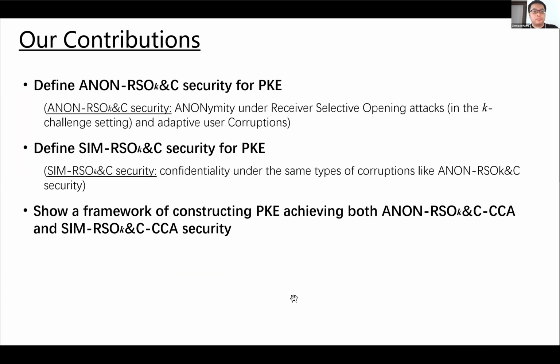Focusing on this problem, we define anonymous ISO-K-C security for PKE, which stands for anonymity under receiver selective opening attacks in the K-challenge setting and adaptive user corruptions. And then we define a confidentiality notion under the same types of corruptions. Finally, we show a framework of constructing PKE achieving both anonymous and confidential ISO-K-C CCA security.